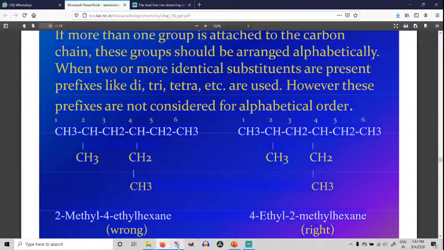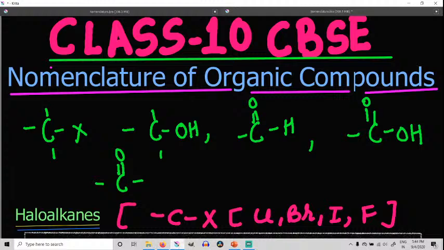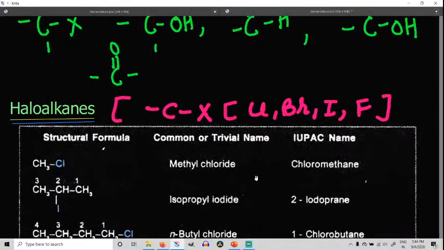So now let's go back to the rules. Now as per our class 10 CBSE syllabus, we have to study 4 functional groups mainly: alcohol, aldehyde, carboxylic acid and ketone. And haloalkane, so we know that, right? Haloalkanes are very easy. So first start with the haloalkanes.